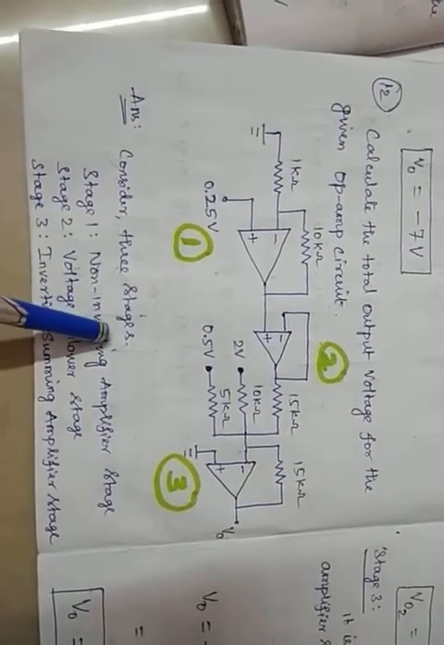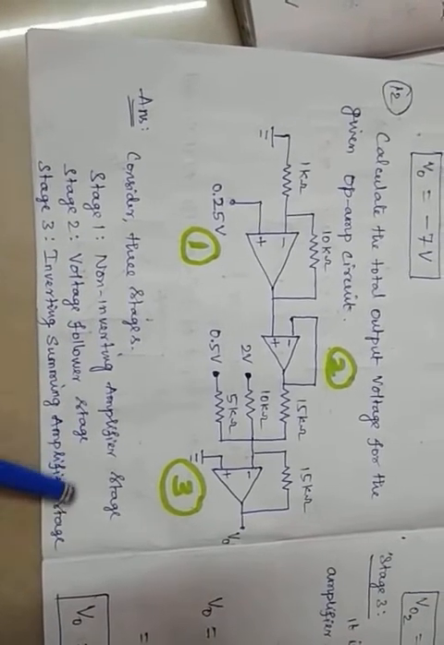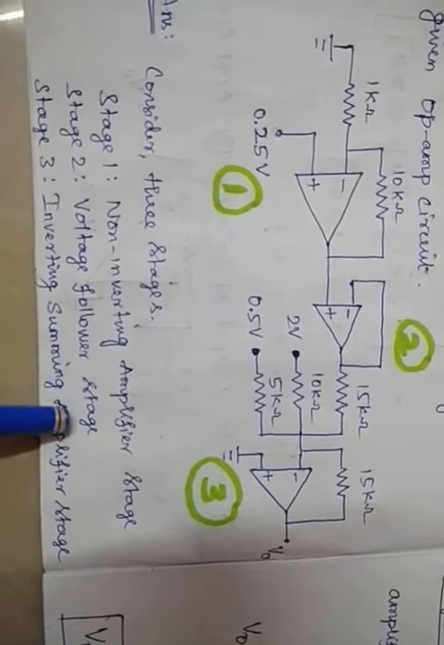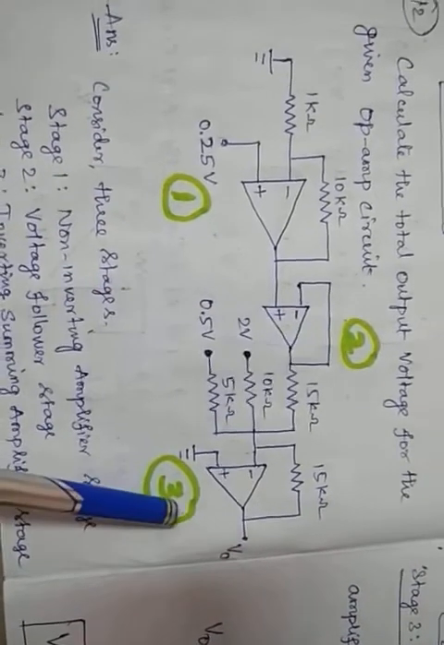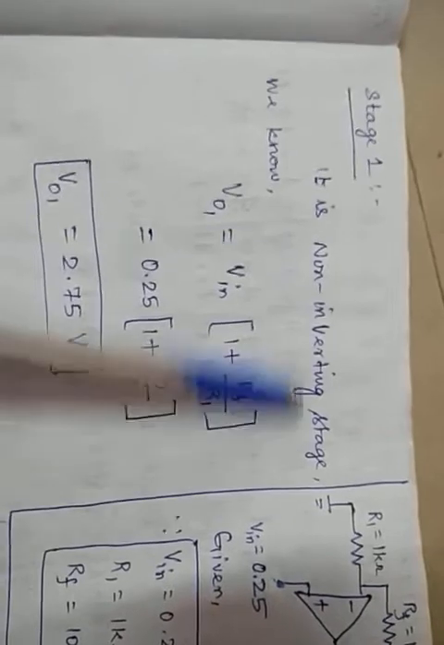Consider the 3 stages. Just now I told you, the first stage is a non-inverting amplifier stage, the second stage is a voltage follower stage, and the third stage is an inverting summing amplifier stage. So there are 3 stages we consider. We'll see how we calculate the output of the first stage. It is a non-inverting stage.